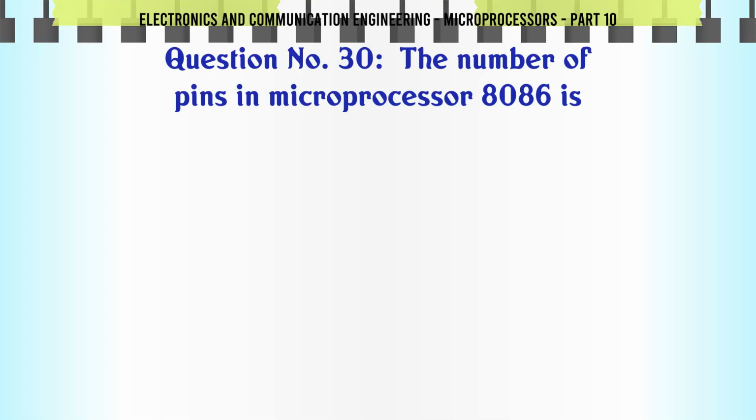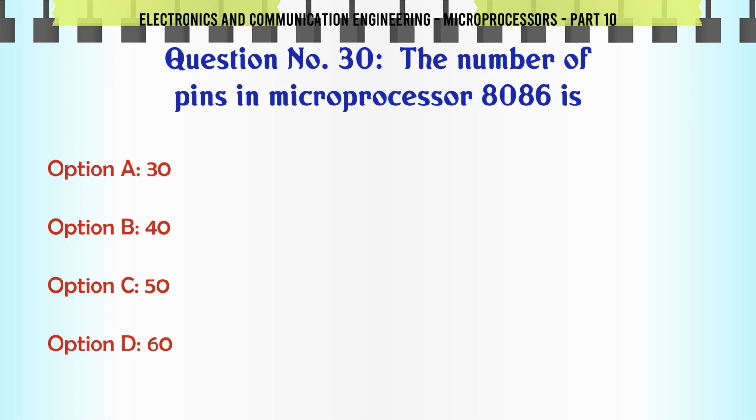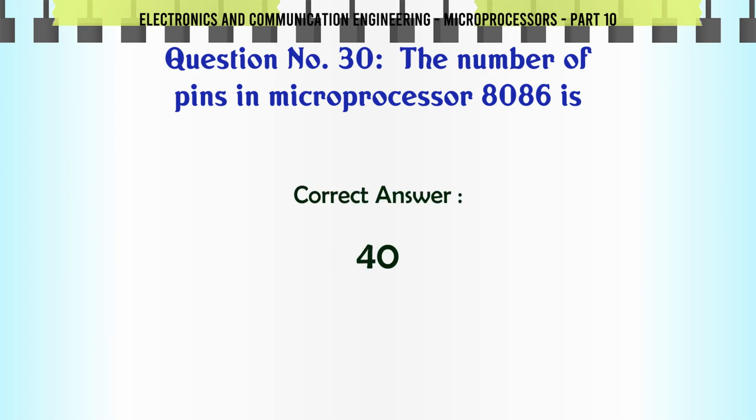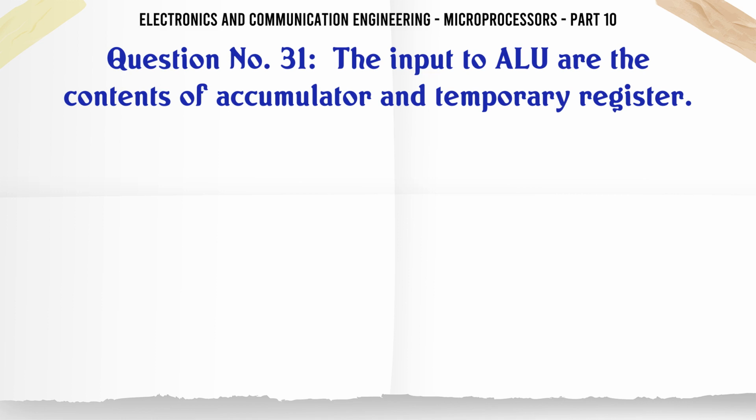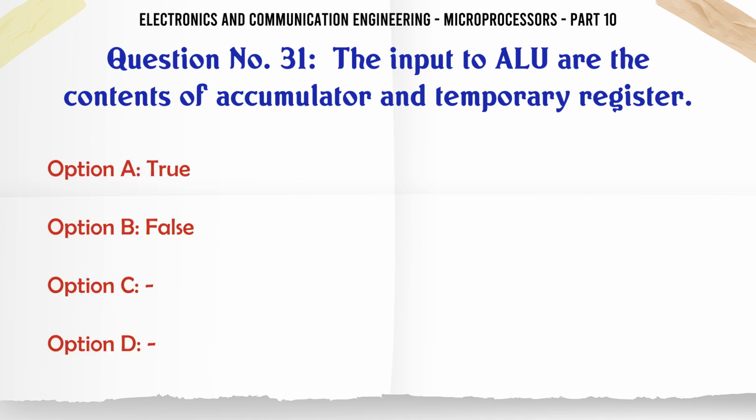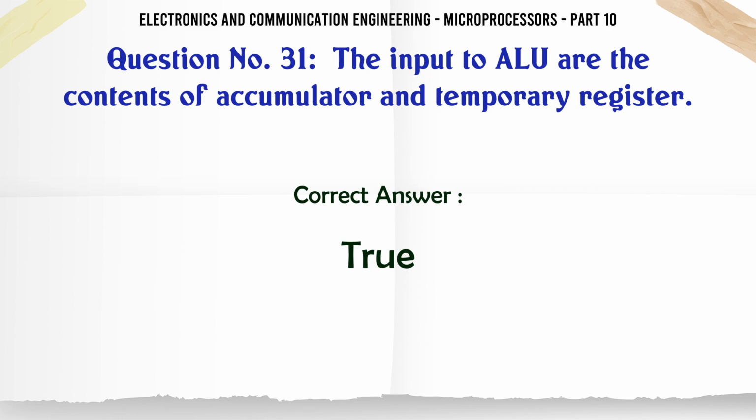The number of pins in microprocessor 8086 is A. 30, B. 40, C. 50, D. 60. The correct answer is 40. The input to ALU are the contents of accumulator and temporary register. A. True. B. False. C. D. The correct answer is true.